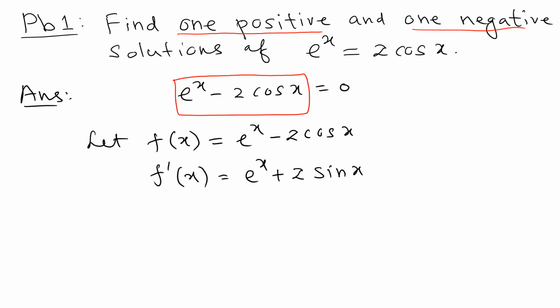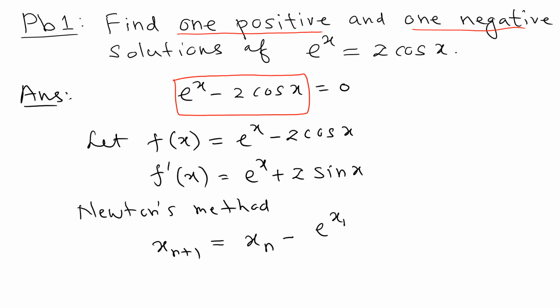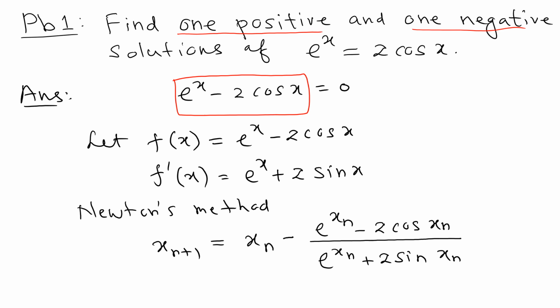So the formula, what we normally call Newton's method, becomes x(n+1) equals xn minus, and let's plug in. You want to plug xn into the function first, which is e to the xn minus 2 cosine xn. That's the top. The bottom is e to the xn plus 2 sine xn. So that's the formula. This is true for n going from 0, 1, 2, like that.